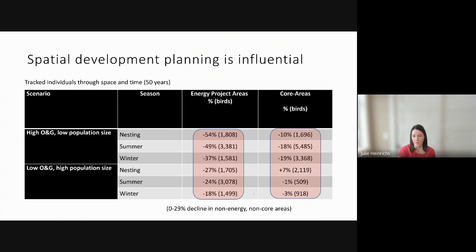And conversely, we saw that this kind of compartmentalization of space was useful for sage-grouse in these core areas, at least helping them to stay afloat in positive numbers in some cases, even though the decline was evident in most scenarios.